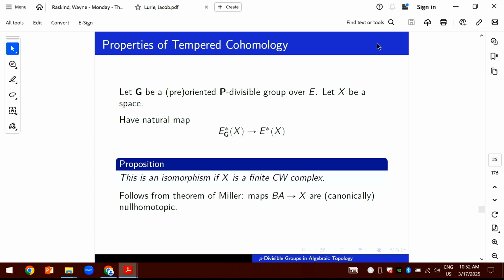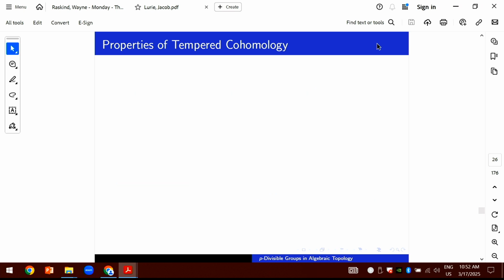Okay, so this is the behavior when X is a finite CW complex, but this is not the behavior in general. So let me do an example, which is kind of the motivating example. Let's go to the case where our cohomology theory is K-theory, and our p-divisible group is the multiplicative group, which I told you earlier, over K-theory that has an orientation.